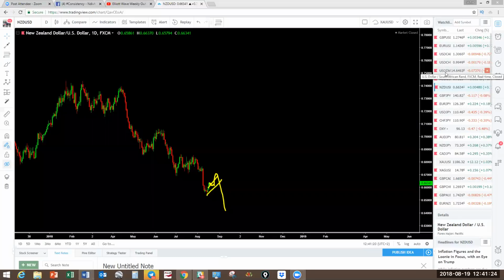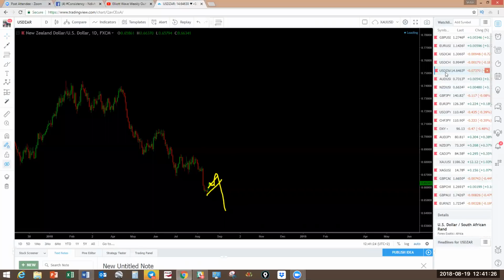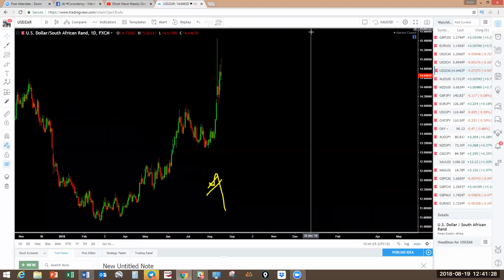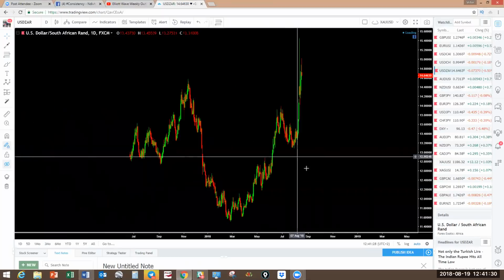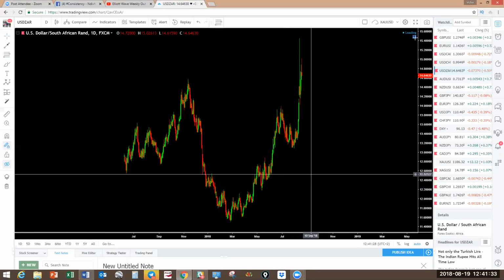Lastly, on the US dollar pairs, look at US dollar ZAR. So US dollar ZAR is a very interesting pair. Excuse me, guys.